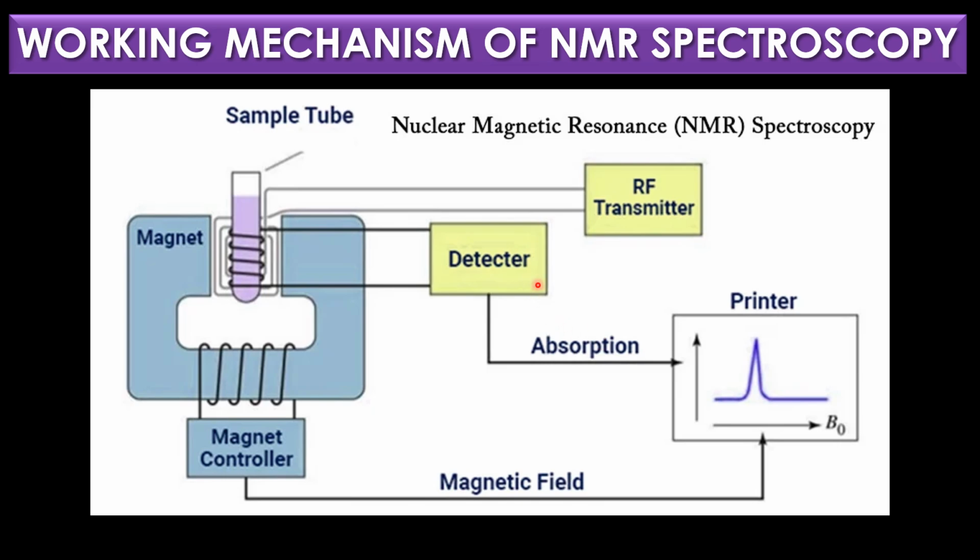Detector. The emitted signals from the nuclei are detected with the help of detectors. The detector captures the NMR signal, which is called the free induction decay or FID. Printer. The data is processed usually via the Fourier transform to produce spectrum. The peaks correspond to the different environments of the nuclei, providing information about the structure, dynamics and composition of the sample. And here, the magnetic controller. The magnetic controller adjusts and maintains the strength of the external magnetic field, ensuring the stability for accurate readings.